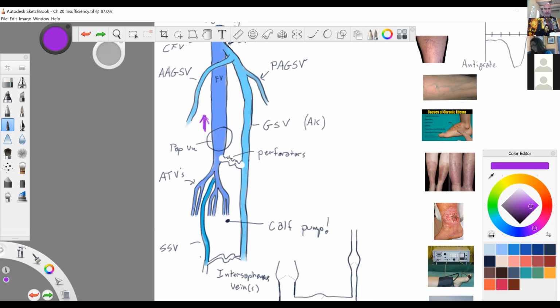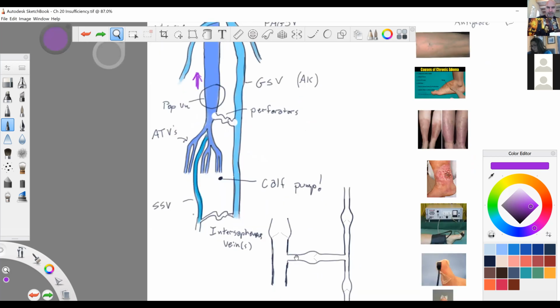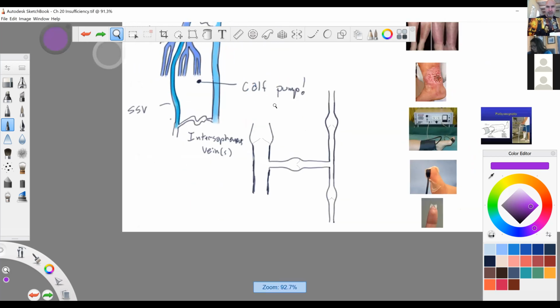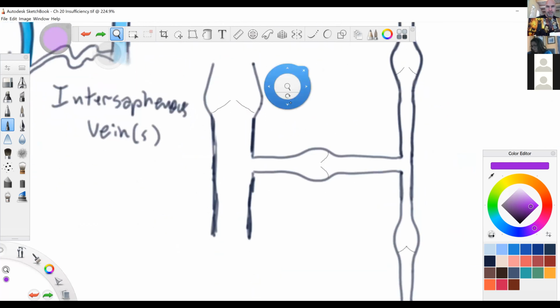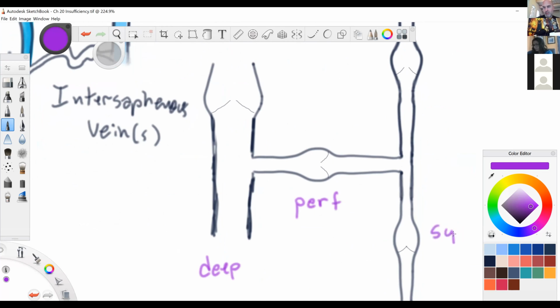So valves in general. Here, let me just show you this really quickly, because I have a basic system right here of a deep perforator and a superficial.